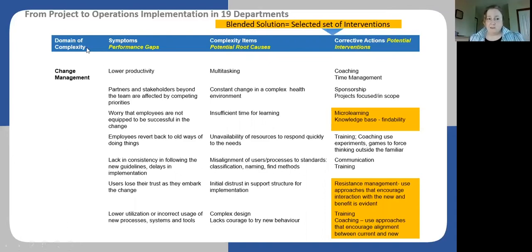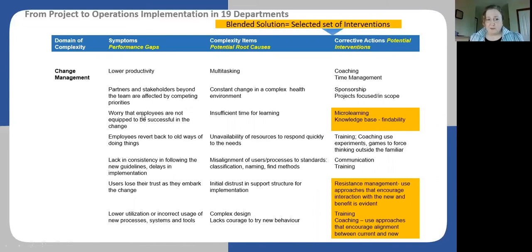We divided the domains of complexity, if you remember from the previous slide, in change management, knowledge management, and performance. The way we have looked at this was, what are the performance gaps that we noticed? What are the potential root causes, and what corrective actions we can take? And then what you see here with yellow, we did select the ones that were more acute in that particular phase of the project.